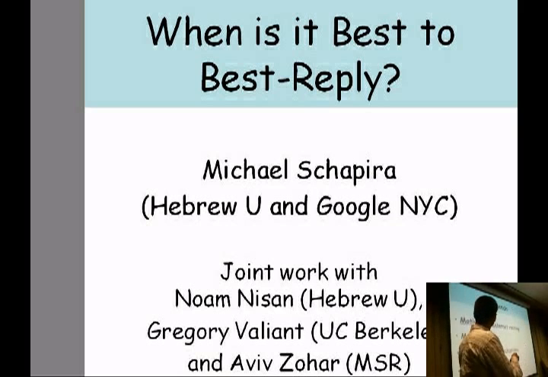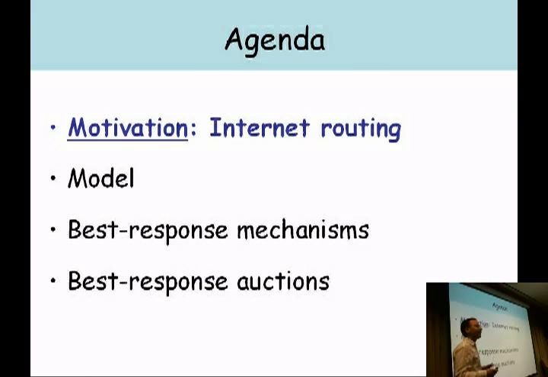So, a few words about the structure of the talk. I'm going to start by talking about the original motivation for this work that comes from internet routing. And I will then describe the model, what we mean by best response mechanisms, and specific applications to auction environments.